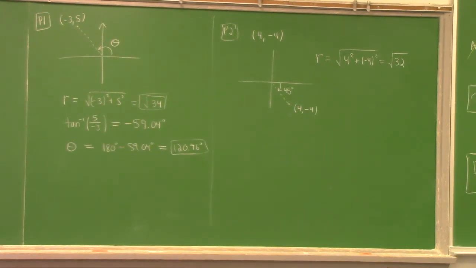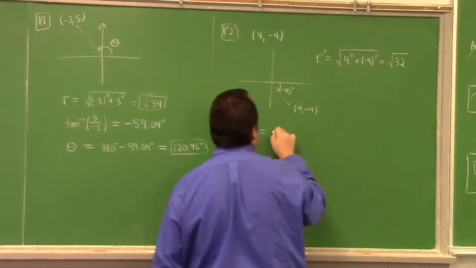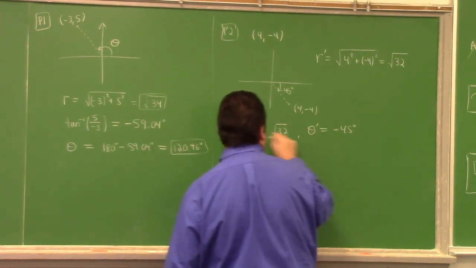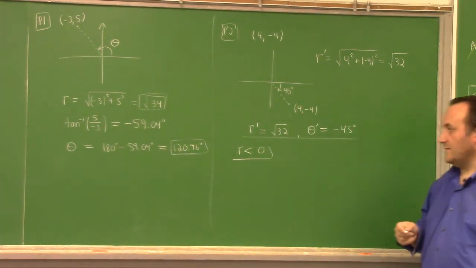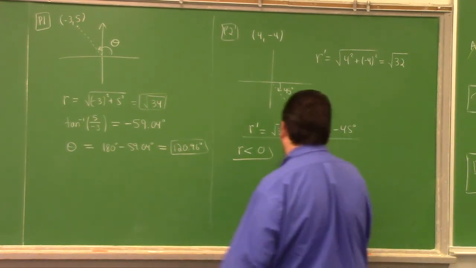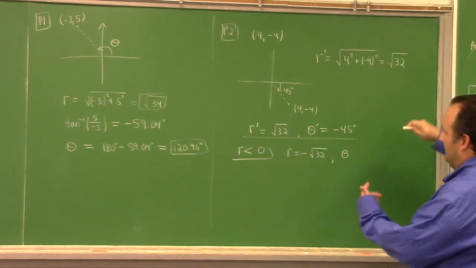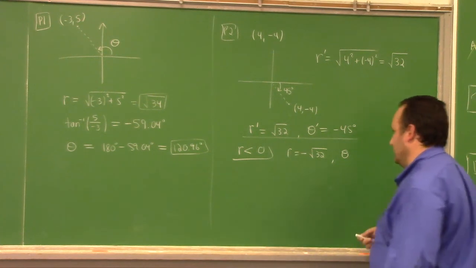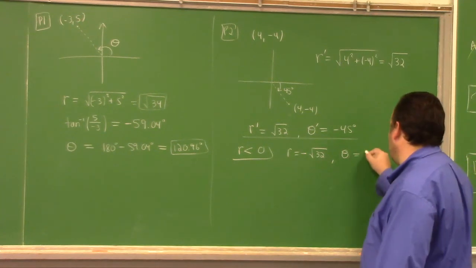I'll write it out. I'm going to call it r prime equals square root of 32. Theta prime equals minus 45 degrees, right? But what are we asked? We're asked to let r be less than 0, as requested in the problem statement. So how do I find polar coordinates that have negative r? I could say r equals minus the square root of 32, and then for theta I have to add 180. What's 180 plus 180 less 45? 140 minus 5, 135. So that would be the answer to problem 2.